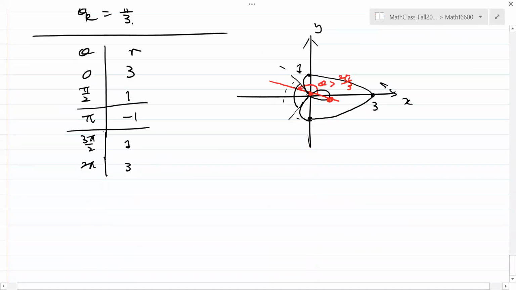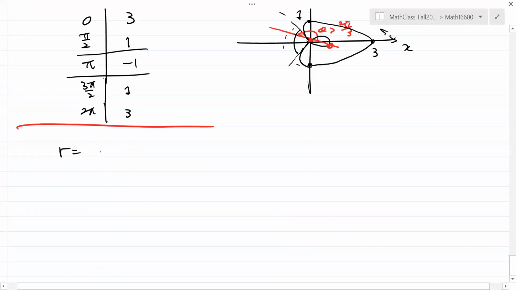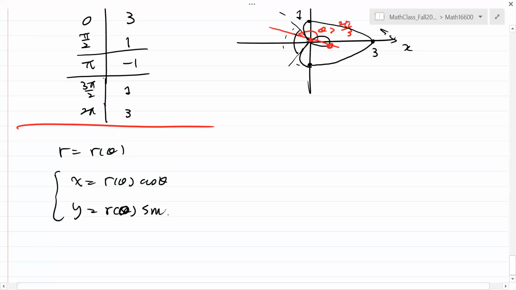Using polar coordinates, you get the polar equation, and you get the parametric equations. So the polar equation is r equals r of theta. Then you get the Cartesian equation. Then what can you get? You can get everything. You can find the tangent line. You can get the length.